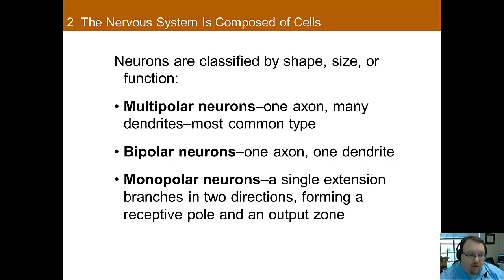There are also monopolar neurons, which have a single axon that branches in two directions. On one side, there's an input zone with branches like a dendrite, and on the other end, there's an output zone. And these cells often transmit touch information from the body to the spinal cord. So what you notice is that multipolar neurons are by far the most common, and these other ones, the bipolar and monopolar, have specific uses or specific functions that they're responsible for, and that's part of why they're different.